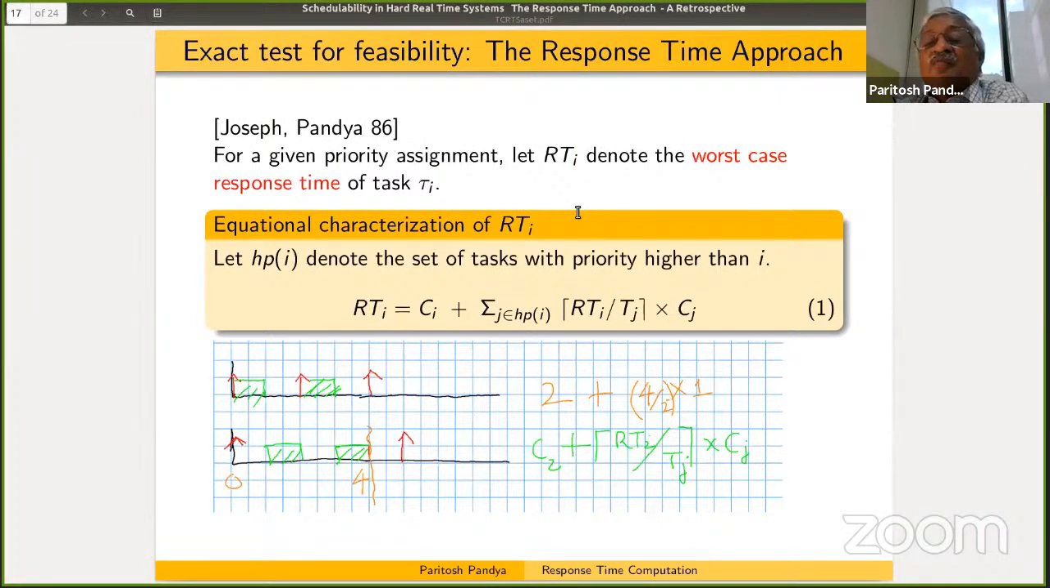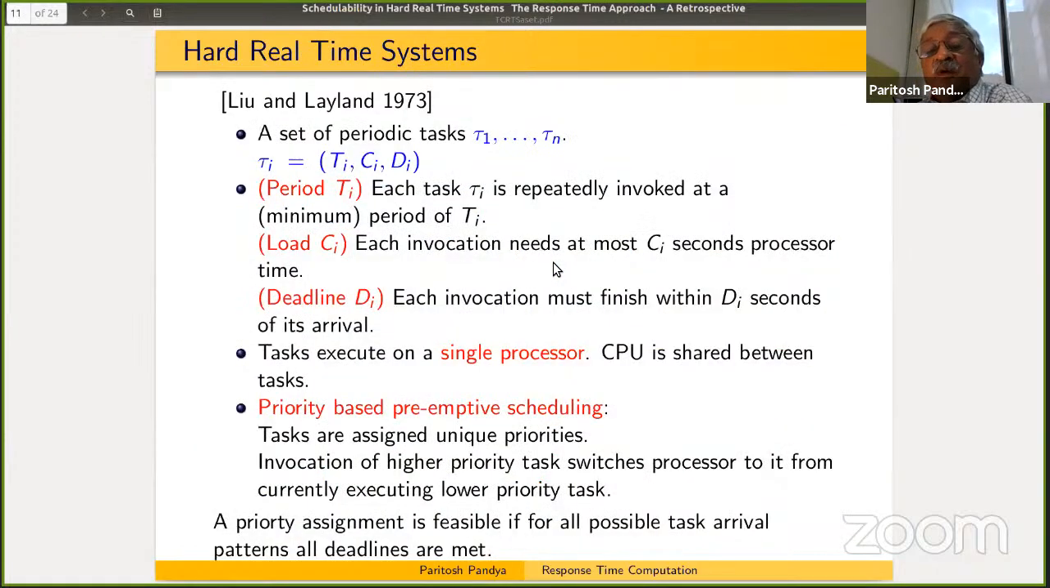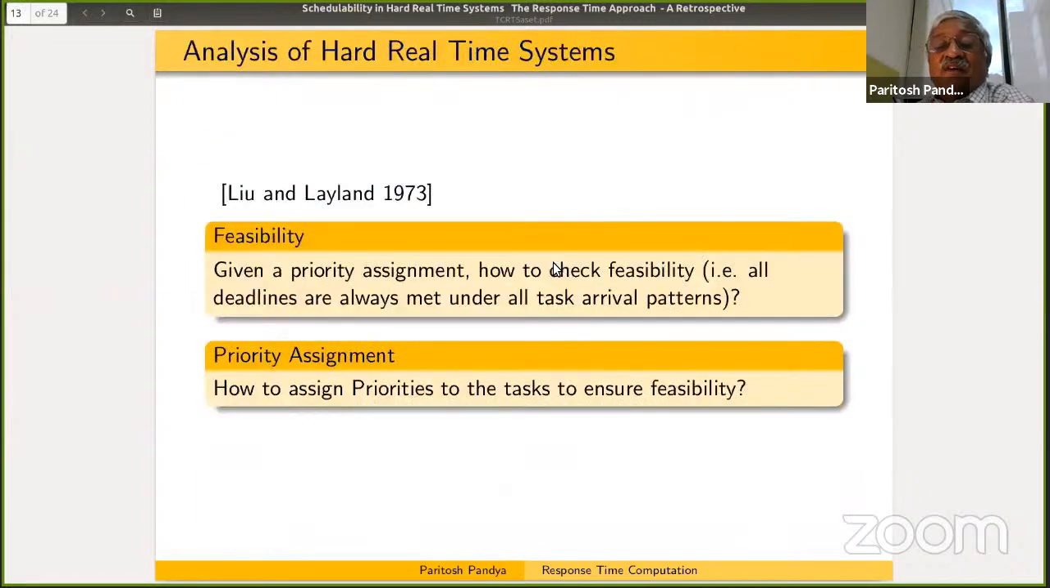So what is the worst case response time of a task? Worst case response time of a task will basically be: you take the given priority assignment, take the critical instance, and find out the worst case response time across invocations for the unique run that arises. So this is the worst possible response time that can arise in the critical run for that task, and hence it's the worst response time that can arise in any possible run, in the worst situation. In some lucky cases, you may do better than this, but this is the worst that can arise.